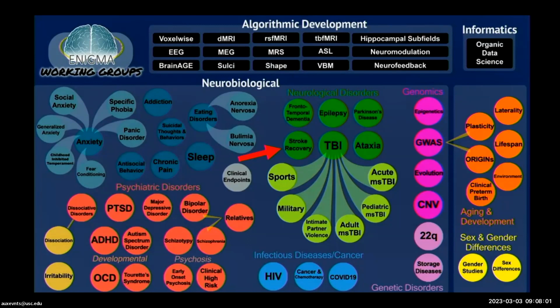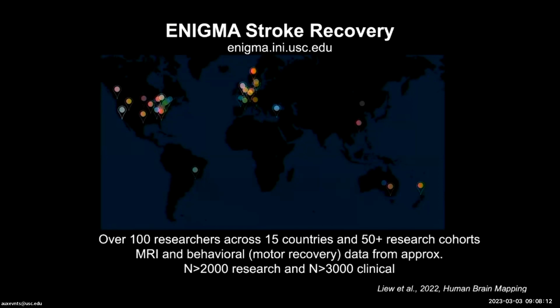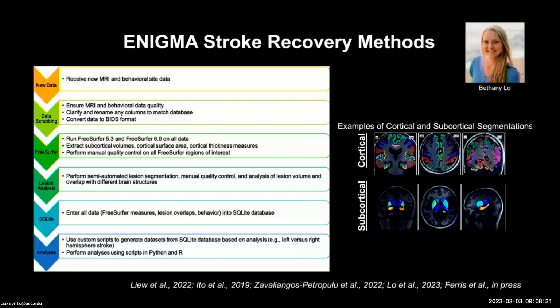But we are, I think, one of the main rehab focused groups here. So it is an approach. If you work on a different disorder that's not listed here, you could also start an Enigma group if you wanted. For Enigma Stroke Recovery, I am the chair of this group. We have over 100 researchers across 15 countries. We have thousands of data points at this point. So we have what I call research grade or high quality imaging. We also have a lot of clinical imaging that we're starting to work with now because that is routinely collected as part of patient care.